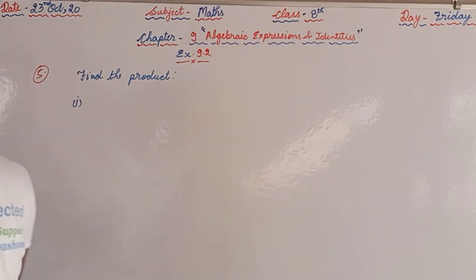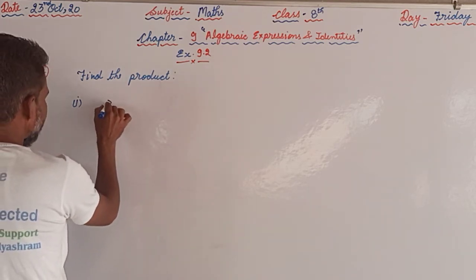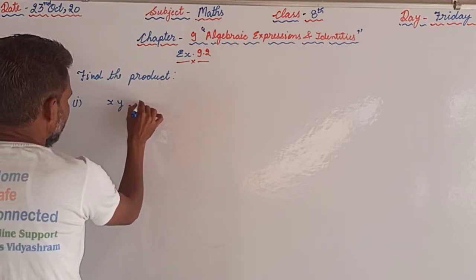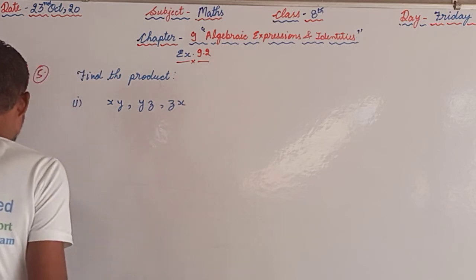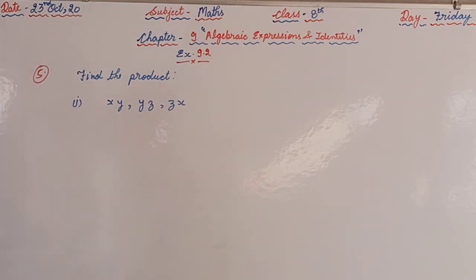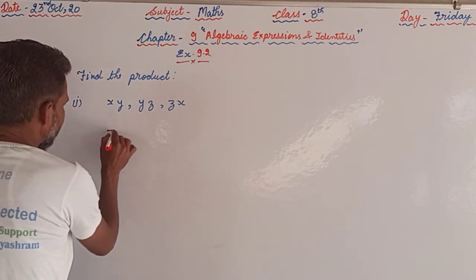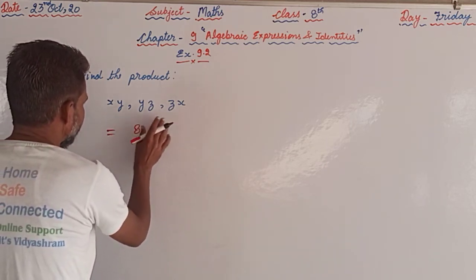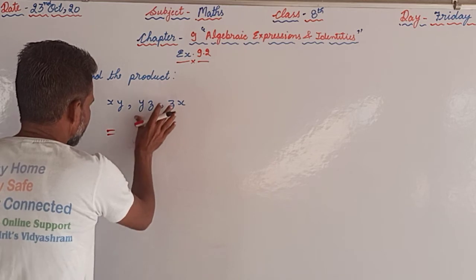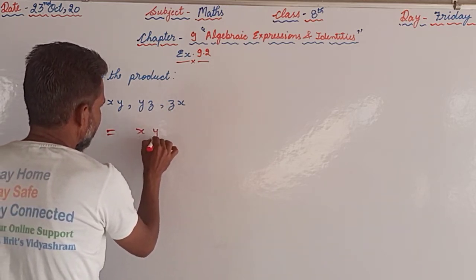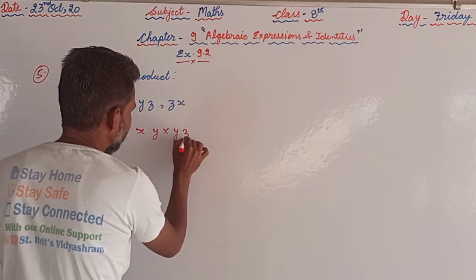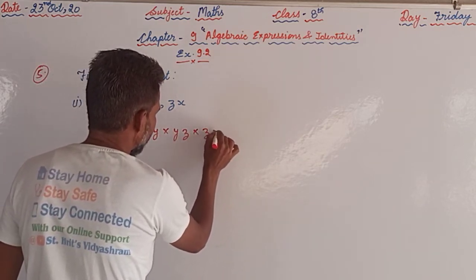The monomials are different, that is xy, yz and zx. We are supposed to find the product of these 3 monomials, and now we will write 8xy into yz into zx.